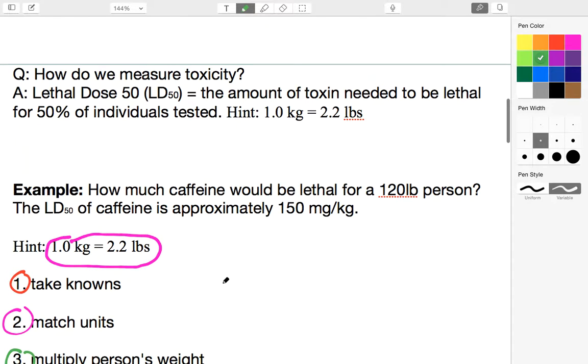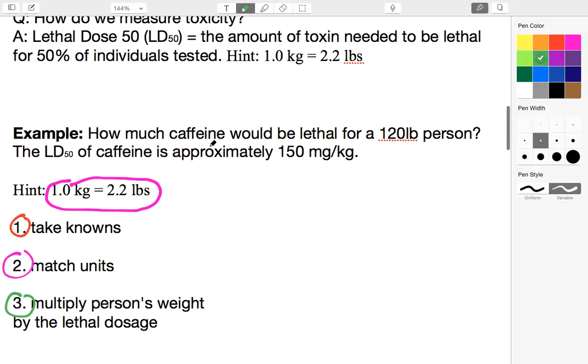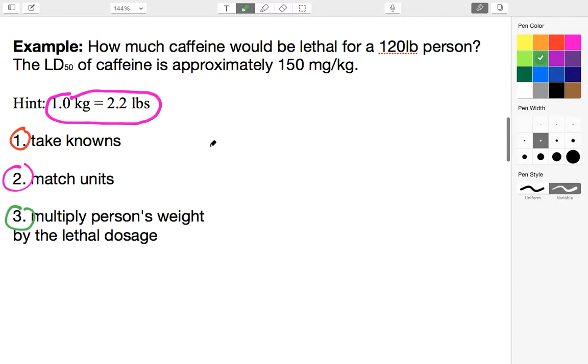So how do we measure toxicity? Toxicity is measured by something called LD50, as I mentioned earlier. It's the amount of toxin needed to be lethal for 50% of the individuals tested. So if I test 10 people and I give them all 5 milliliters of gasoline, and out of those 10 people, 5 people died, that is your LD50. So let's do a practice problem. How much caffeine would be lethal for a person that's 120 pounds? The LD50 of caffeine is approximately 150 milligrams per kilogram.